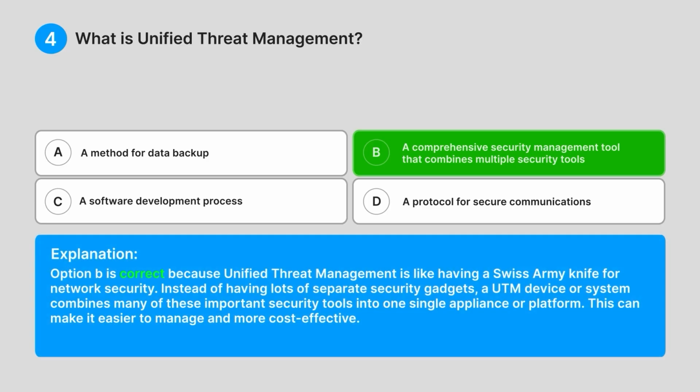Explanation. Option B is correct because unified threat management is like having a Swiss Army knife for network security. Instead of having lots of separate security gadgets, a UTM device or system combines many of these important security tools into one single appliance or platform. This can make it easier to manage and more cost-effective.